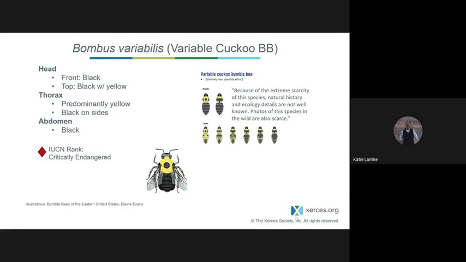So if you do find a bee that matches this color pattern of yellow on the thorax, but a predominantly black abdomen, it's going to be a very nice record.